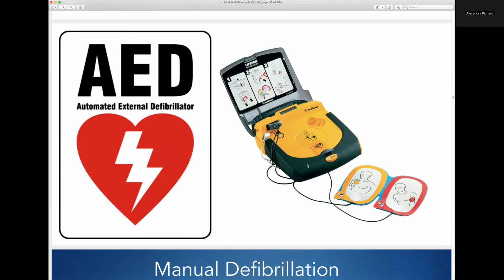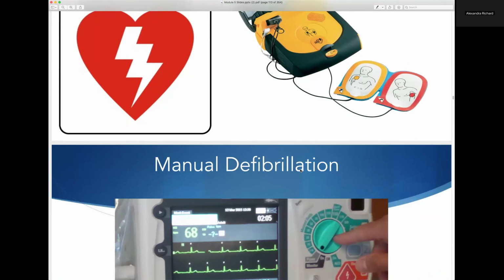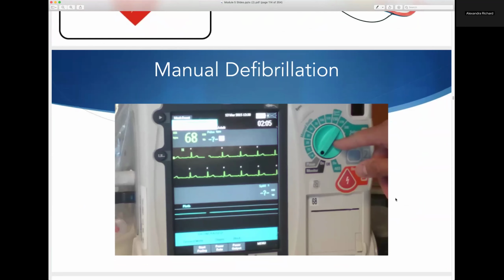And when you turn it on, it's going to tell you analyzing heart rhythm, do not touch patient, shock advised, charging, do not touch patient, press shock button, right? So this is automated. It talks to you. This is for public places. Okay? What we use in the hospital is a manual defibrillator. Okay? It doesn't talk to you. You got to know what to do on your own. Because if you're able to use this, you've done ACLS, CPR.